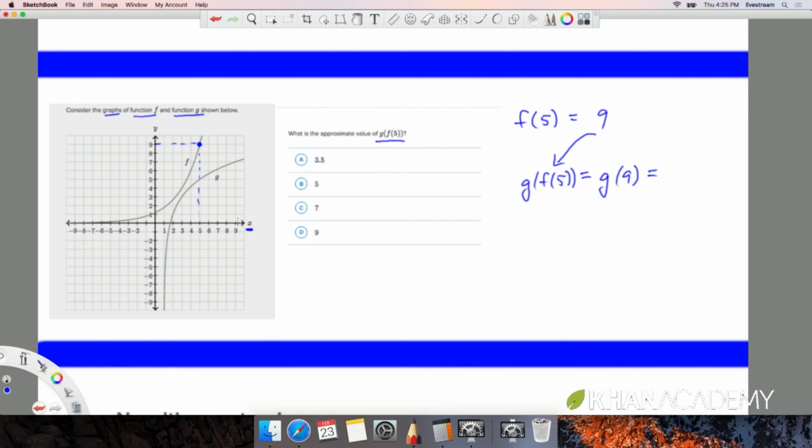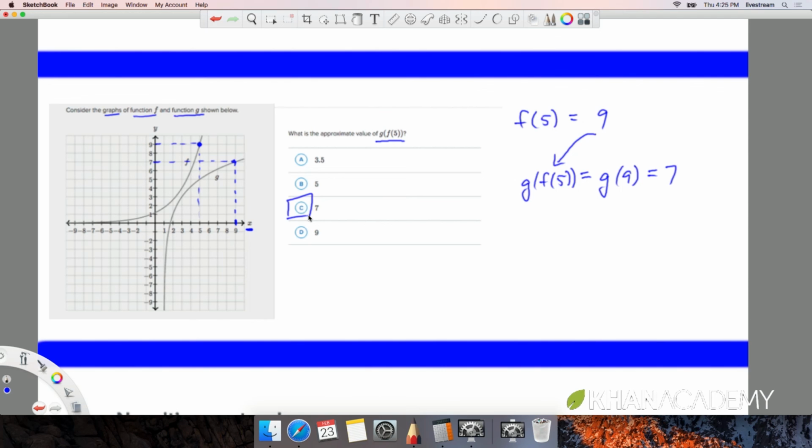And then I can look at the graph here. So when x is 9, I can trace up, and this time I'm looking at g. And it looks like I'm intersecting here at 7. So then this value is 7. I mark down 7, and you're good to go.